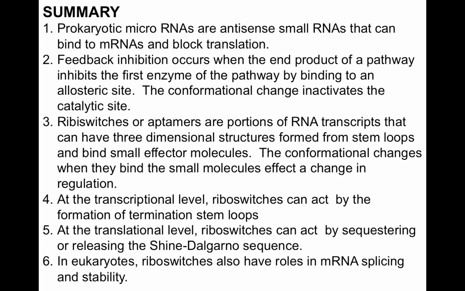Riboswitches, or aptamers, are portions of RNA transcripts that can have three-dimensional structures formed from stem loops and bind small effector molecules. The conformational changes when they bind the small molecules affect a change in regulation. At the transcriptional level, riboswitches can act by the formation of transcriptional termination stem loops. At the translational level, riboswitches can act by sequestering or releasing the Shine-Dalgarno sequence. And in eukaryotes, riboswitches also have roles in messenger RNA splicing and stability.